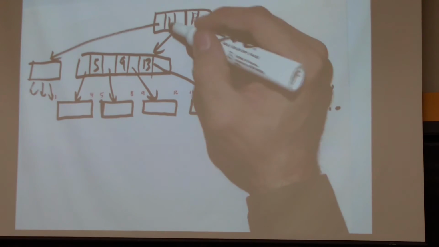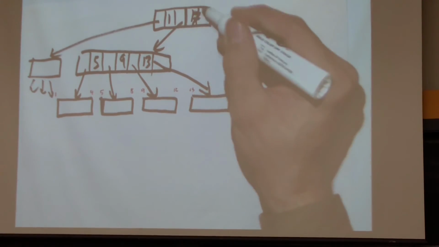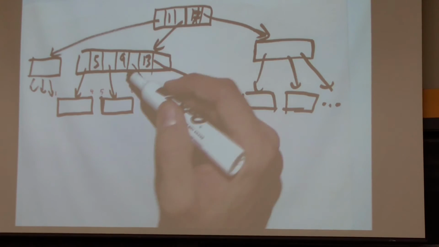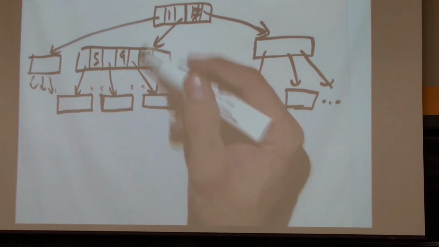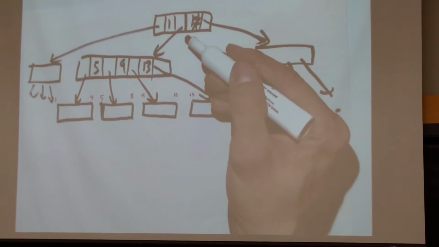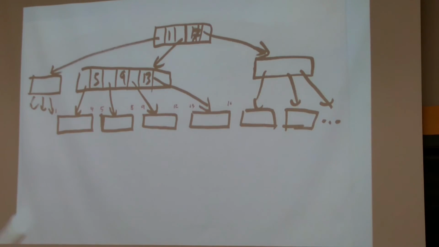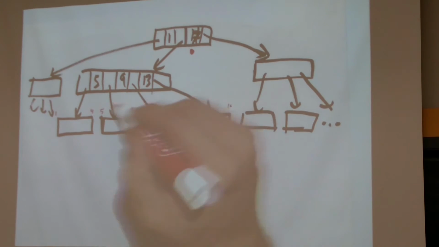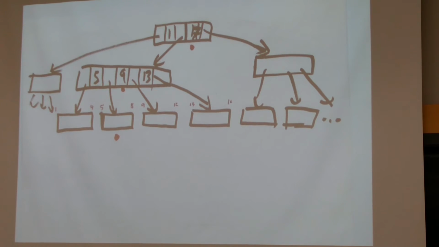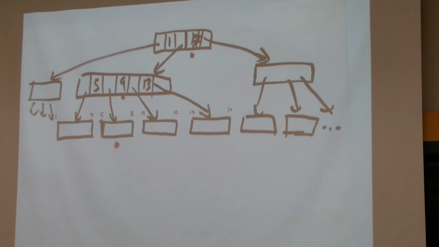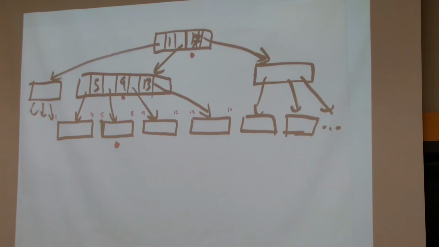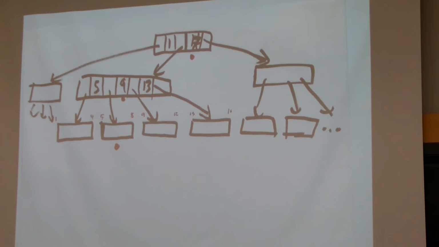So 8 is less than 17, but larger than 1. I follow the left-hand side pointer. 8 is, what did I say, 7 is less than 9 but greater than 5. I follow this pointer. So I need to read this page, and then this page. So in general, how many such reads am I going to need to do? Yeah? The height of the tree? The height of the tree.